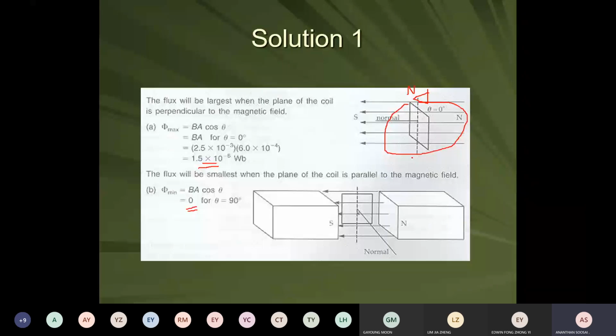So this is flux. What is flux? The product of the magnetic field strength normal to the surface, and the area. It's called flux, the unit is Weber, and it's a scalar quantity.